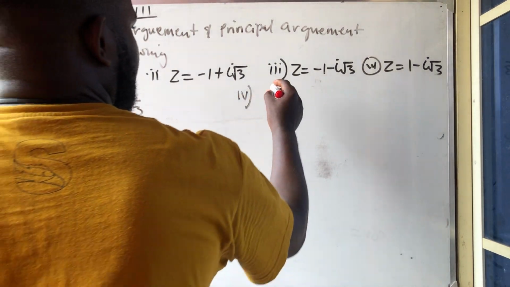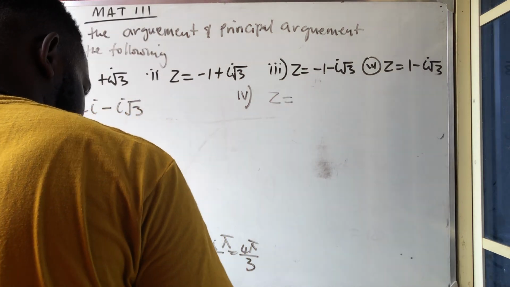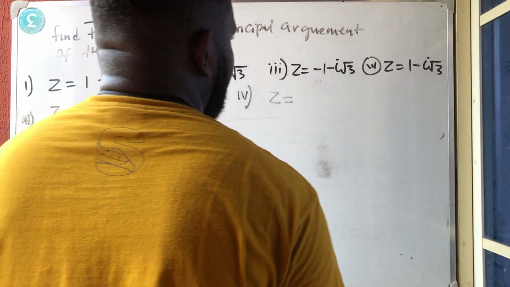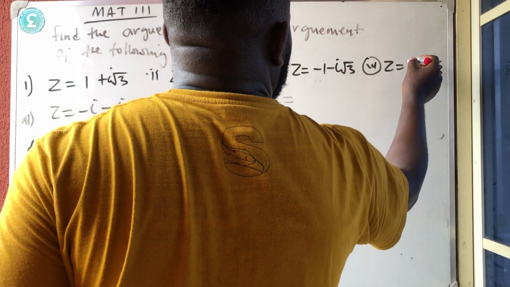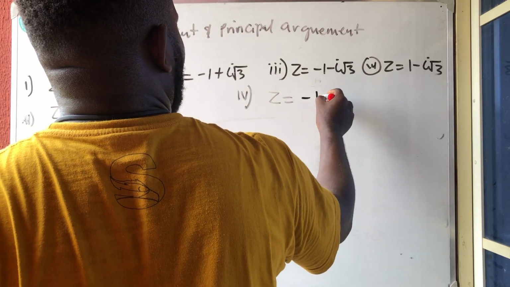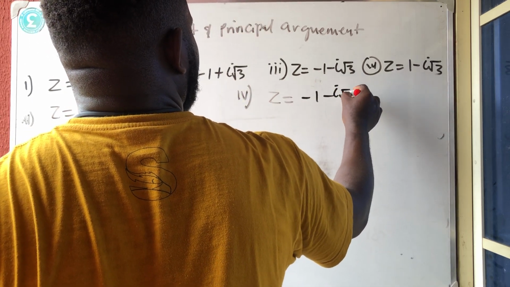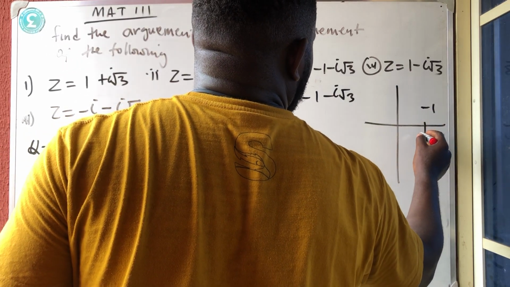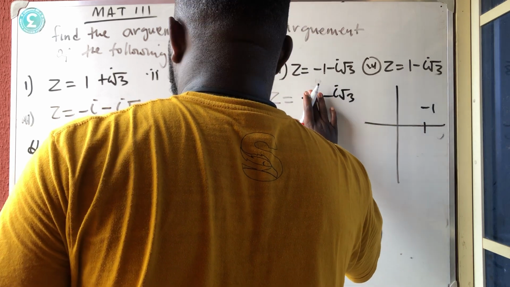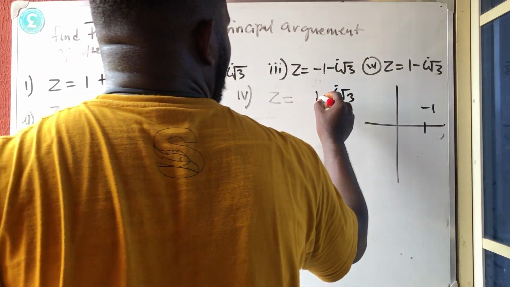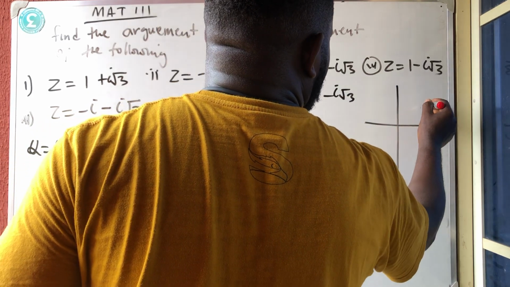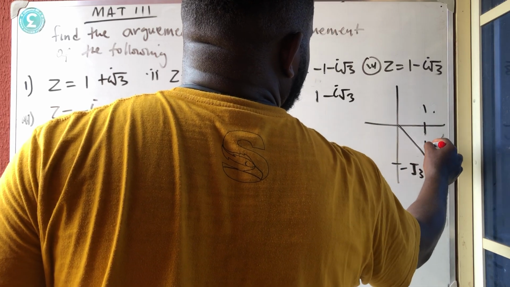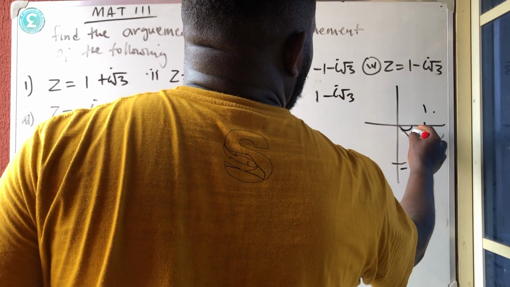So for the last quadrant, which is z is equal to minus 1 minus i root 3. So if you draw it, you're having minus 1 here. Okay, sorry. The last one is 1 minus... Okay, so I'm having 1 at the right-hand side and then minus root 3 here. So they fell in the fourth quadrant. So I'm having my alpha here.